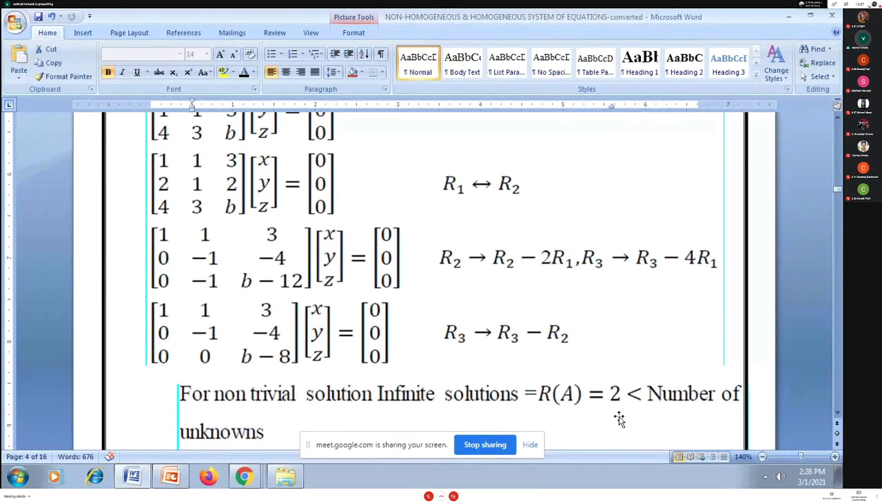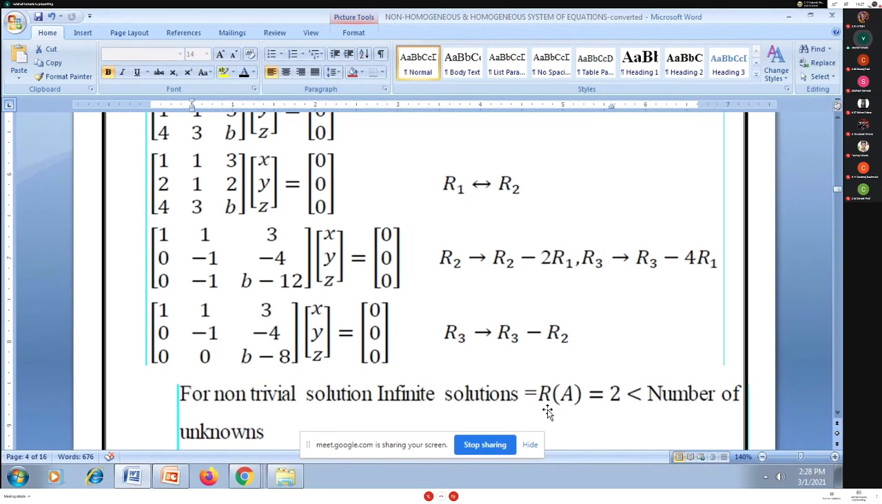Sorry, rank may be 2. Rank may be 1. Whether you're getting me, students? Yes, ma'am. Yes, so the number of unknowns is 3. For getting a non-trivial solution, rank of A should be less than 3. So as it is less than 3, it may be 2, it may be 1.